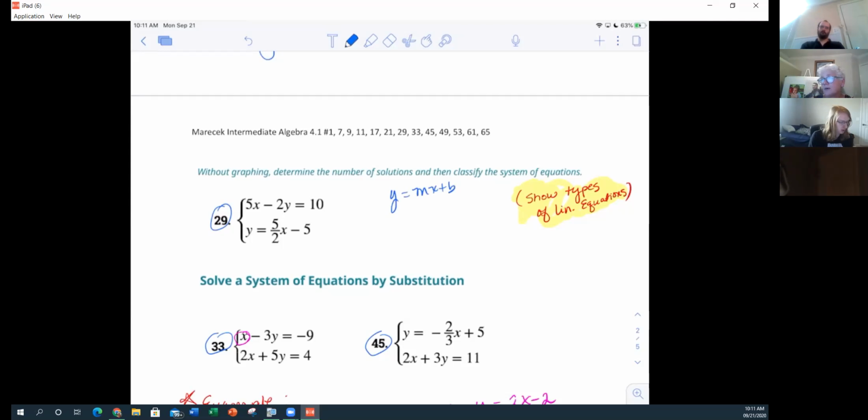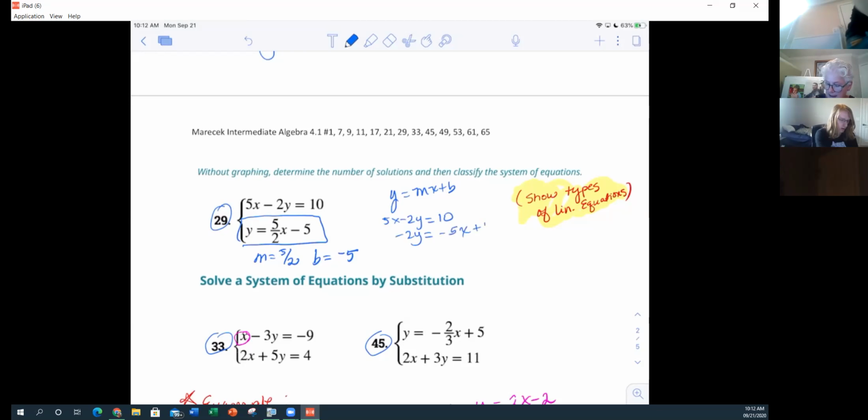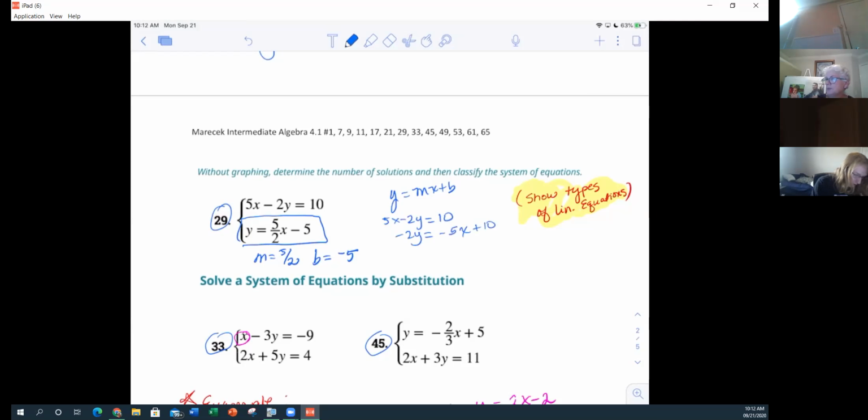Let's go ahead and look at this one. We already have this one, and the slope here is 5/2, and the y-intercept is -5. Now if we take the 5x minus 2y equals 10 and solve it for y, we get -2y equals -5x plus 10, and then divide by -2. And we see that we have m equals 5/2, and b is also equal to -5. So how many solutions would this have?